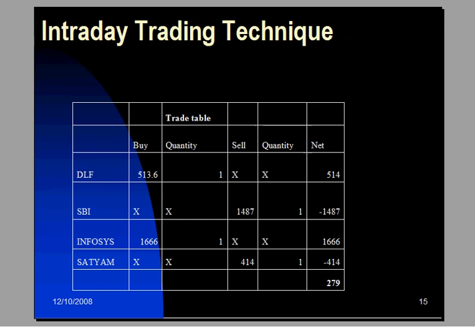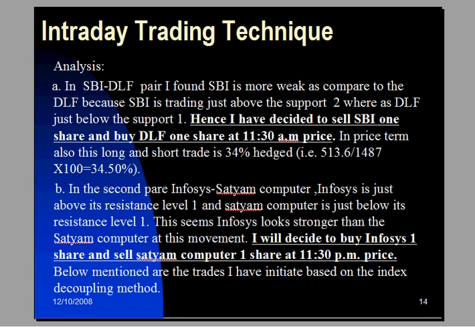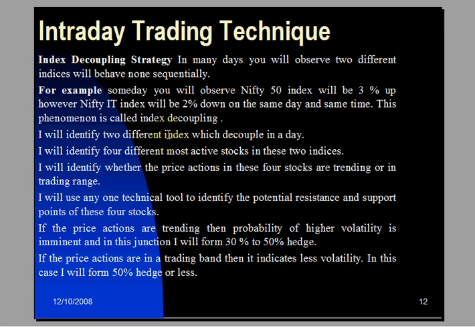How has it come about? It's the general assumption that the indices which decouple in a day may recouple, or may stabilize, or this phenomenon may expand. In both cases, your profitability will increase. In our case, when we recorded these trades, Nifty was drifting down and the IT index was drifting up.